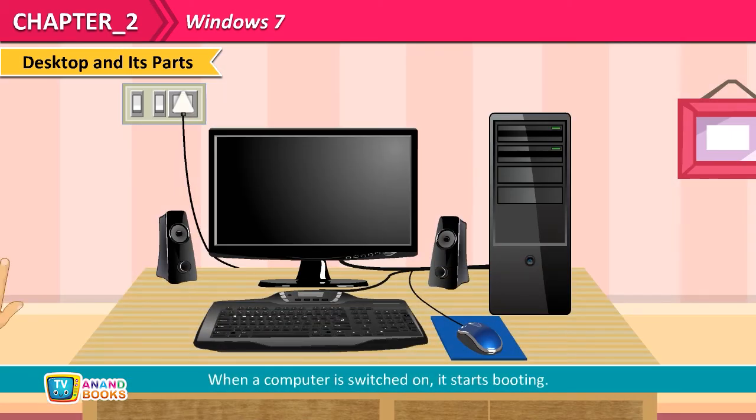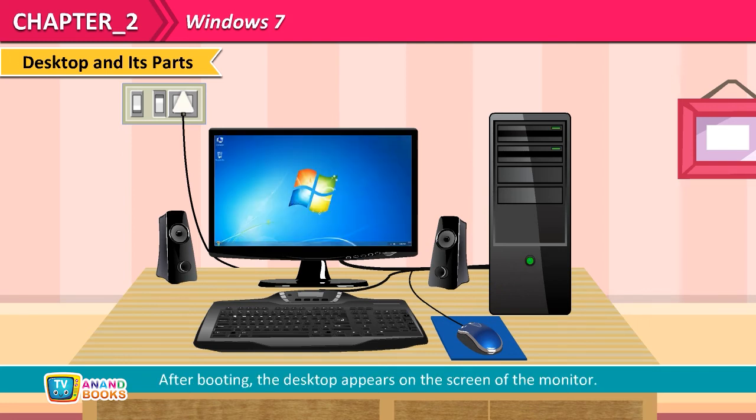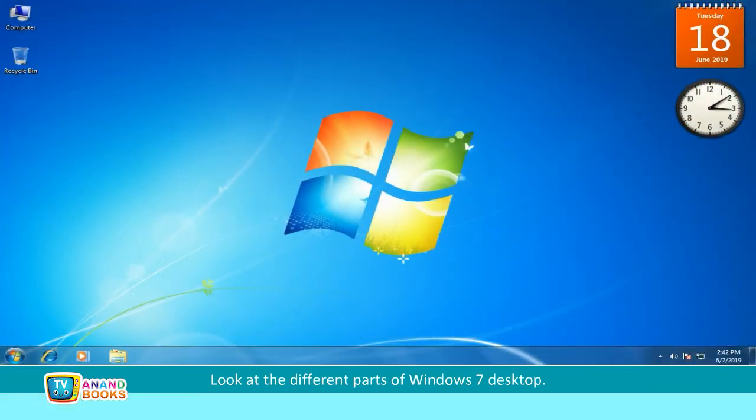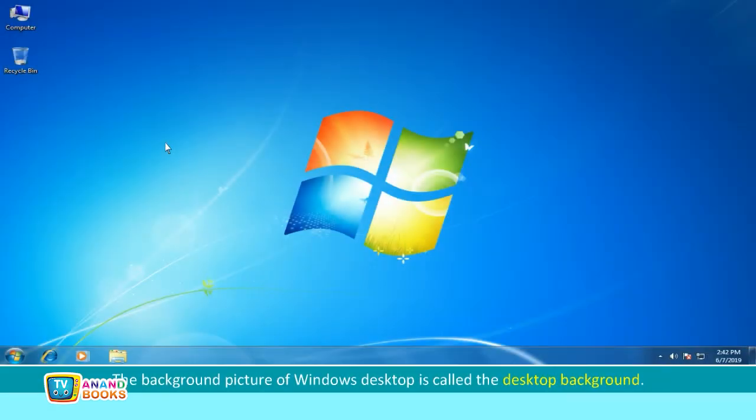Desktop and its parts. When a computer is switched on, it starts booting. After booting, the desktop appears on the screen of the monitor. Look at the different parts of Windows 7 desktop: Icons, Start button, Taskbar, Desktop background, Gadgets. Let us learn about each part in detail. Desktop background. The background picture of Windows desktop is called the desktop background. It is also called the wallpaper.